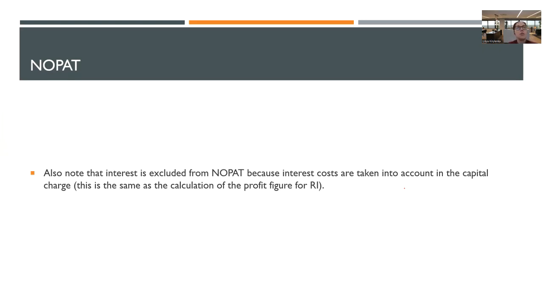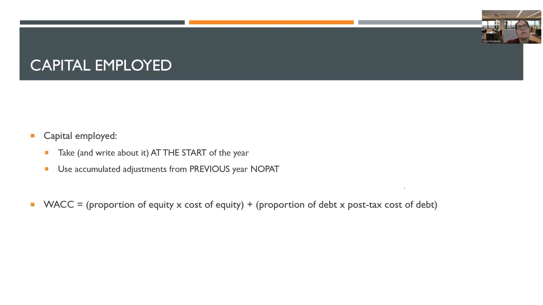Also, we need to note that interest is excluded from notional operating profit after tax because interest costs are taken into account in the capital charge, in our weighted average cost of capital. How do we calculate capital employed? We need to take capital employed at the start of the year, not average, and especially not at the end of the year. And we need to write about that.